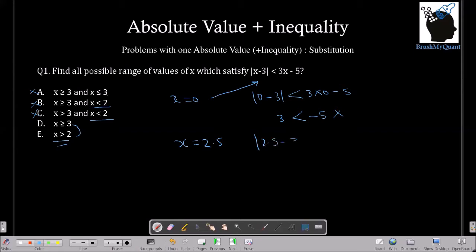So we'll have mod of 2.5 minus 3 is less than 3 into 2.5 minus 5, which is nothing but 0.5 is less than 7.5 minus 5 is 2.5, which is true. That means option number E is the answer.